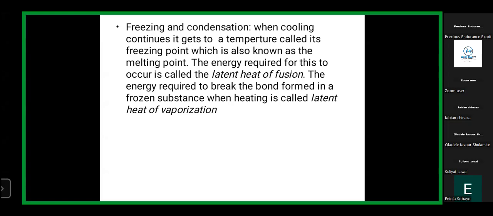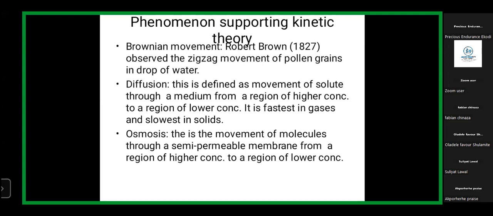Now, the reverse of this, for that frozen solid to come back to liquid, is called latent heat of vaporization. So when you are trying to heat that solid and change it back to liquid, it must acquire the latent heat before it melts down and becomes your liquid. Now, these are the factors that affect change of state.